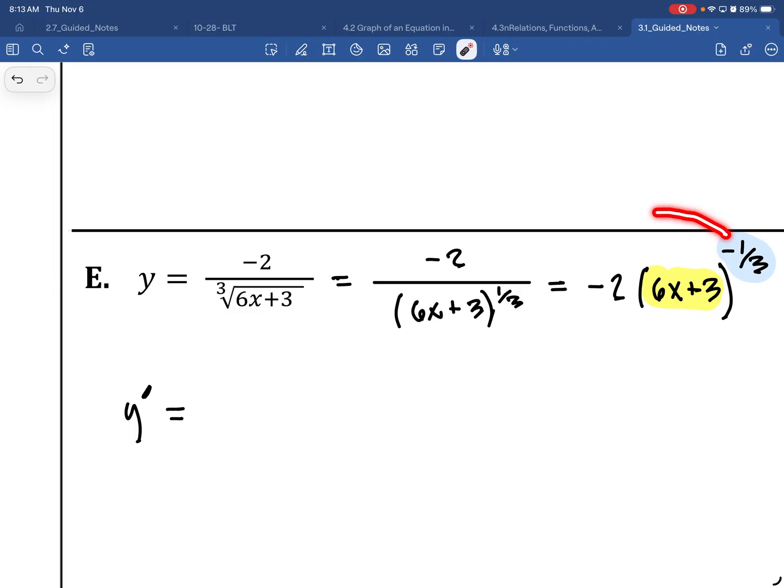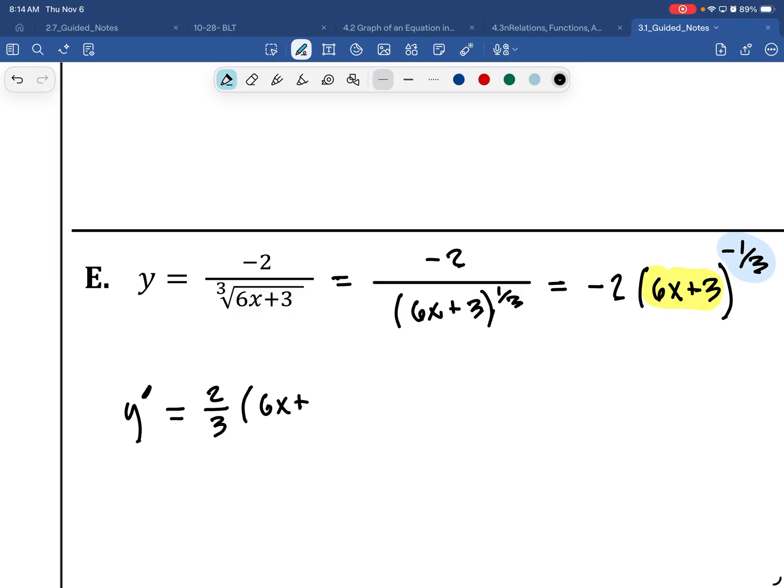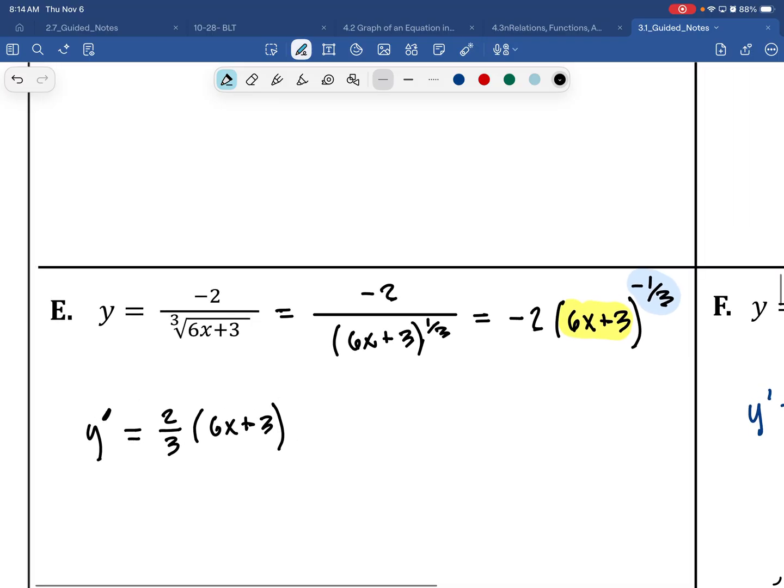I'm going to move this exponent to the front and multiply it by that number. Well, when you multiply two negatives, you get a positive, and 2 times 1/3 is 2/3. I'm not going to change anything in the middle. I'm just going to do the power part. Negative 1/3 minus 1 is what? Negative 1/3 minus 1?